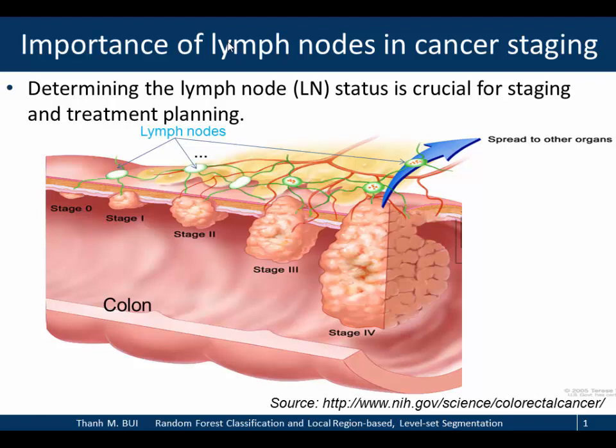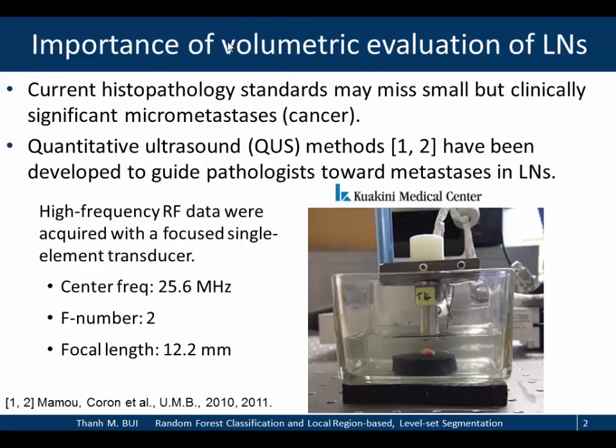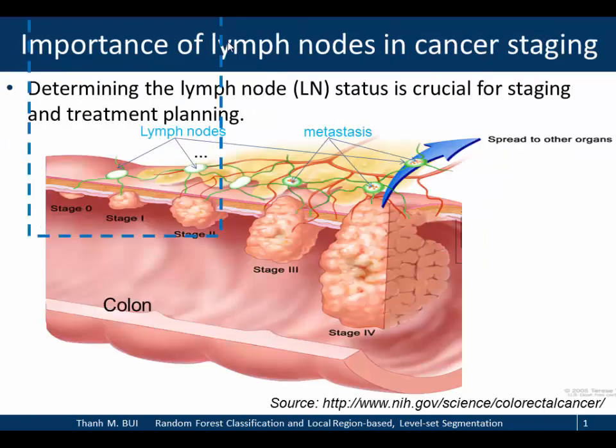In general, the cancer is described in five stages. If the cancer is found in the lymph nodes, it means the cancer is in late stage 3 or stage 4, and the patient needs to undergo specific treatment.